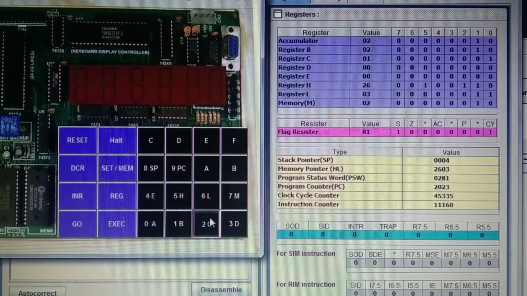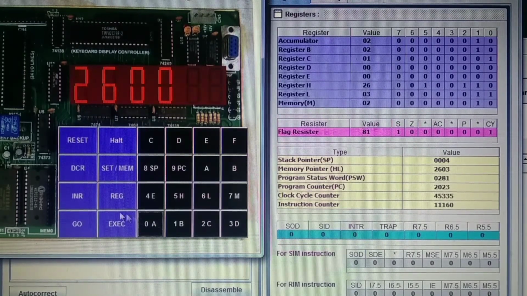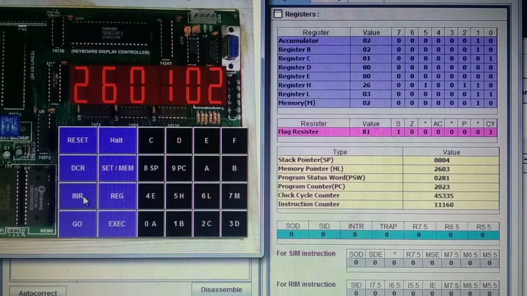Reset, examine memory 2600. The number is D4. You will get its equivalent 02, 01 and 02. This is all about the program.